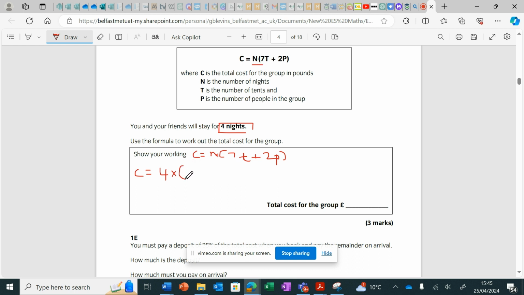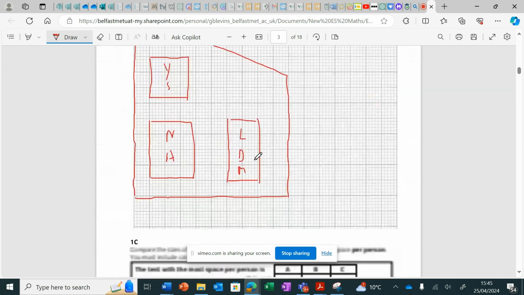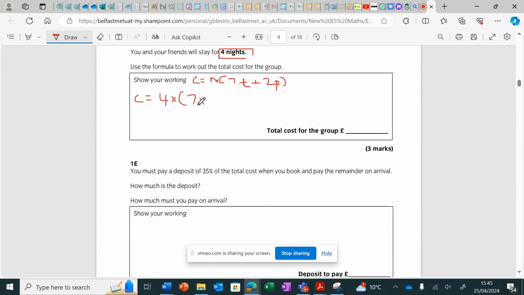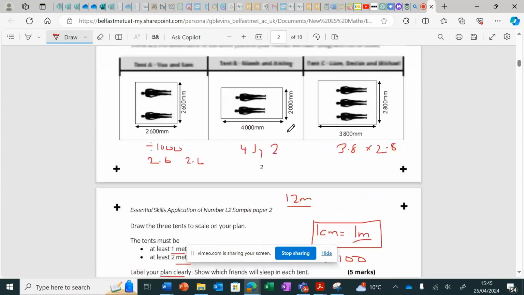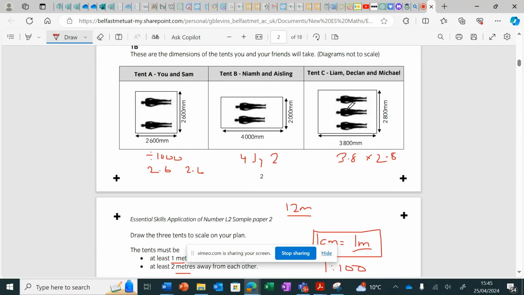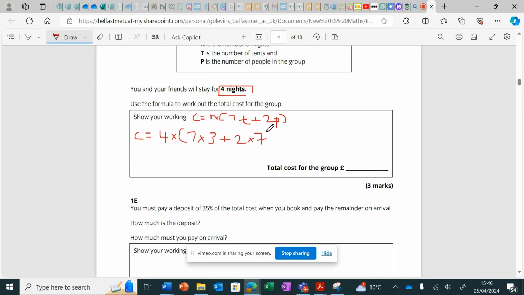So we've got our brackets, and the first bracket has a 7. There's no space between the 7 and the T. T is the number of tents. It doesn't tell you, but it shows you a picture. 3 of them. Times 3 plus 2, and again there's no space here, so it means multiply. P is the number of people. Well, it shows me them. Here they are here. 2, 4, and 3 is 7. There's 7 people. And that's the worst of the question done.